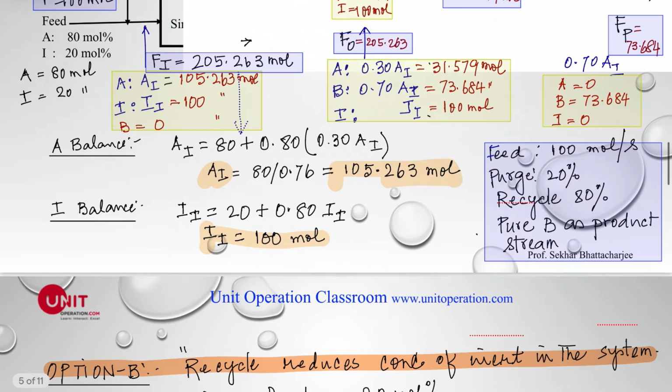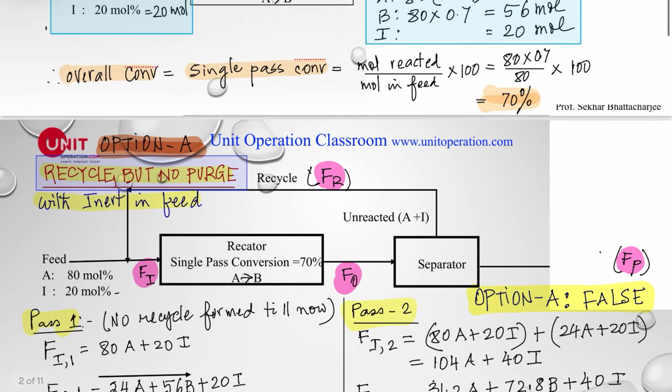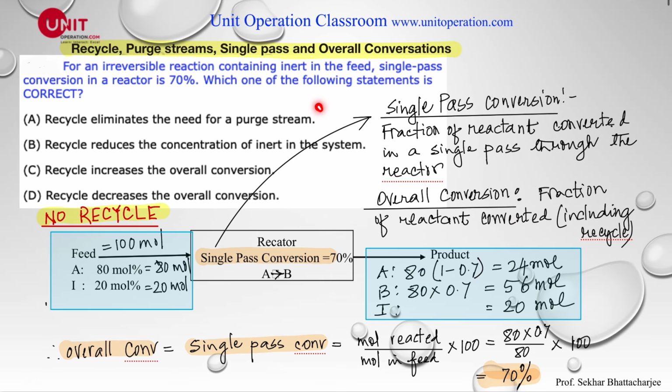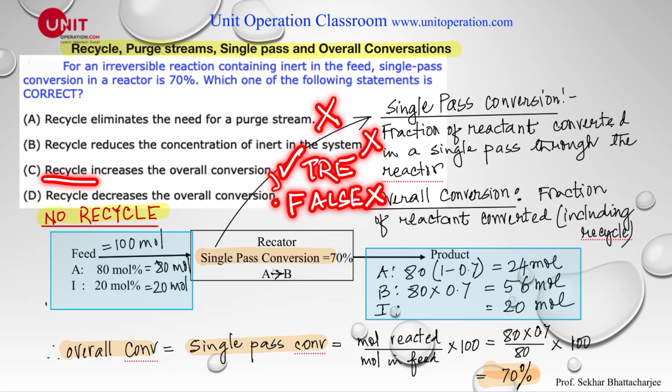Okay. So as you can see here, option A is not true. Option B is not true. Option C is true. Whereas option D is just the opposite of this one. So this is also false. So that is also not true. So this is the correct option.